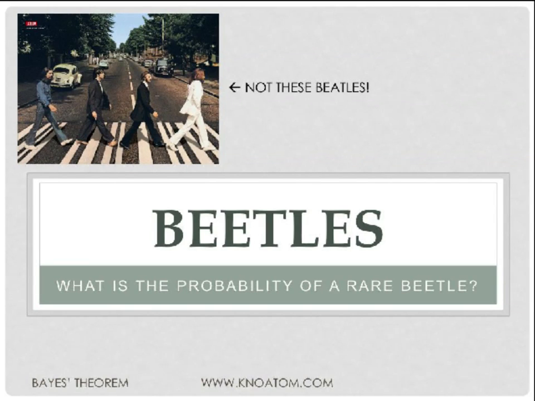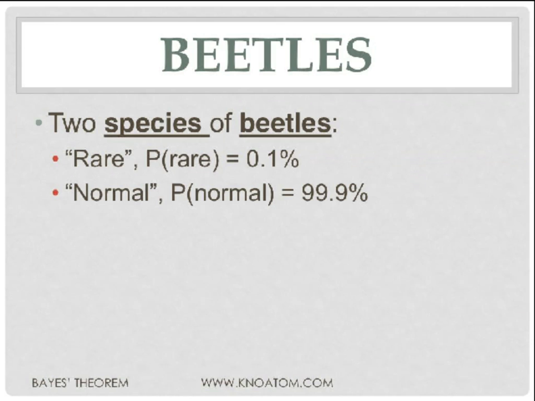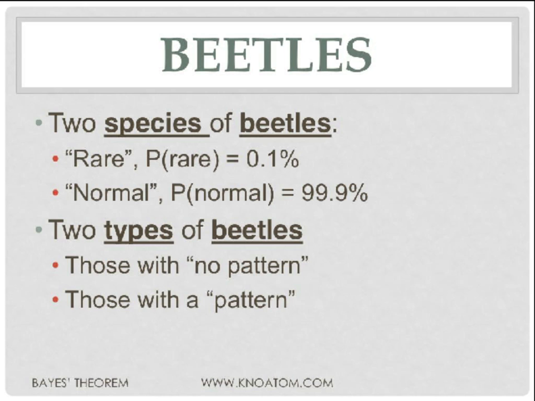We can also use Bayes' theorem when trying to determine the probability that a beetle we have found is of a rare species. Let's say that there are two species of beetles. They are either rare or normal. 0.1% of all beetles are of the rare species, and 99.9% of the beetles are of the normal species.